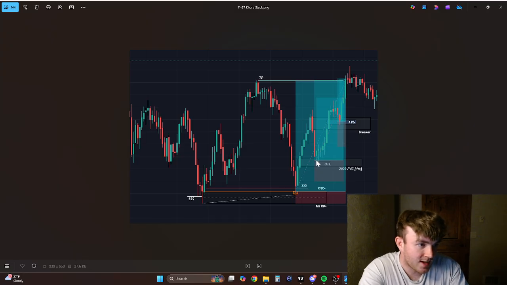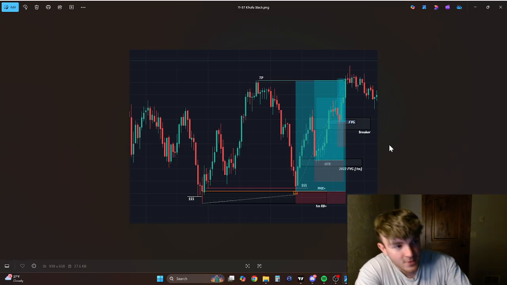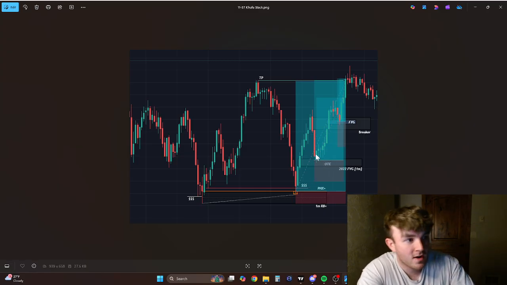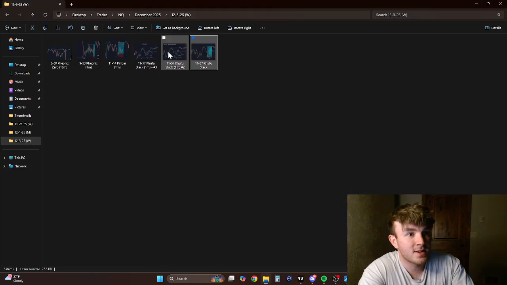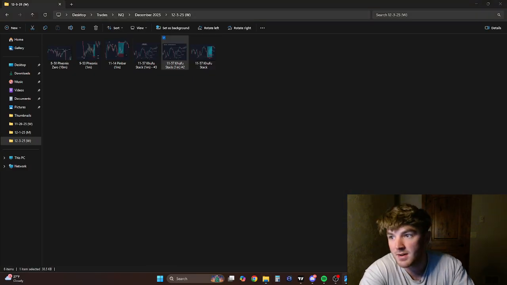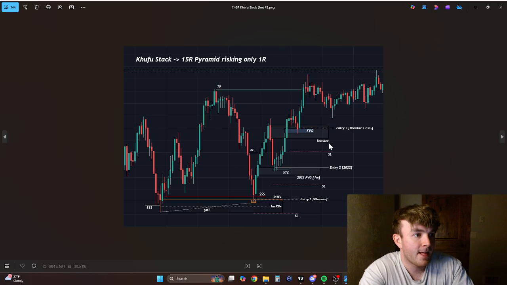So we come back down, tap OTE, which is the 0.6 of this range, align with this fair value gap. Then there we go. We risk another 1R. When we come up, inverse this gap. Now we go break even. Now we're back to 0R. Then one final leg down into the breaker and fair value gap. And this is the third entry.